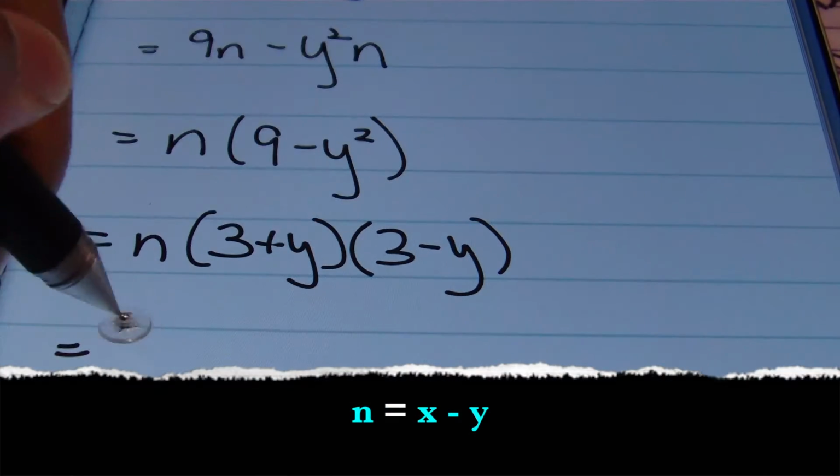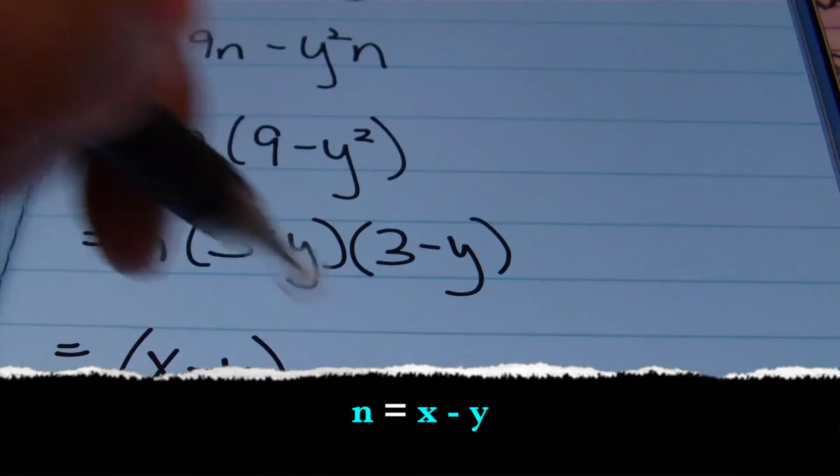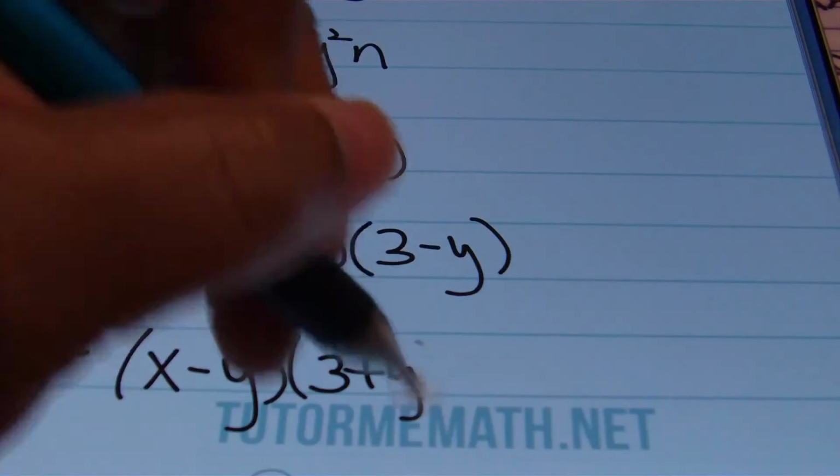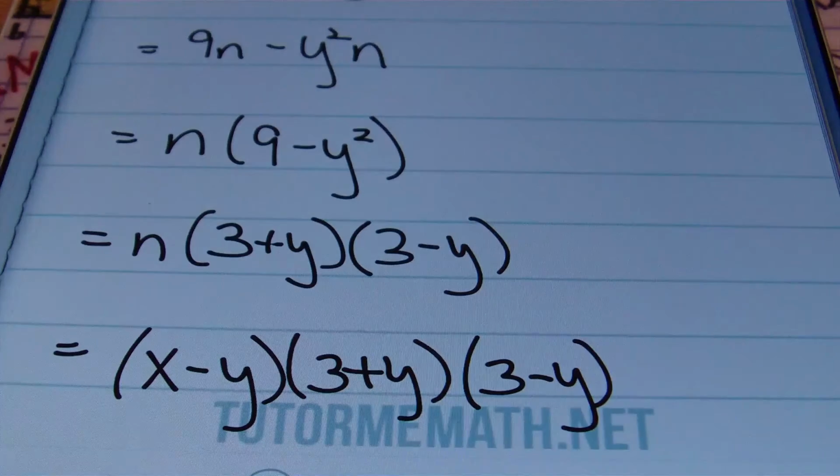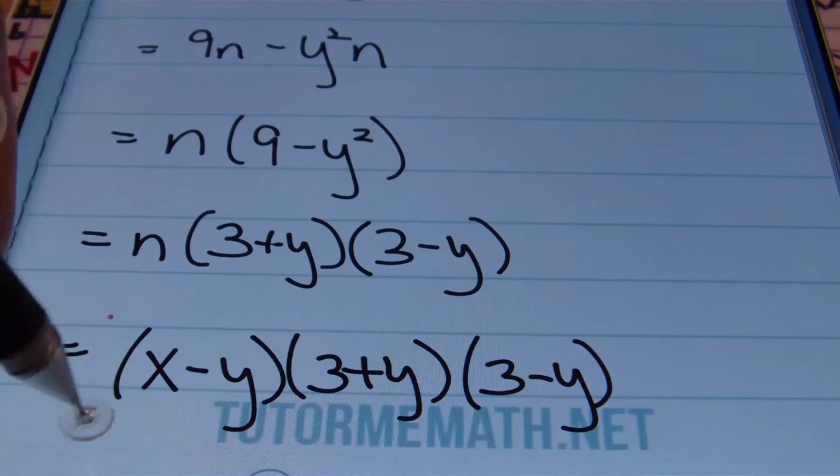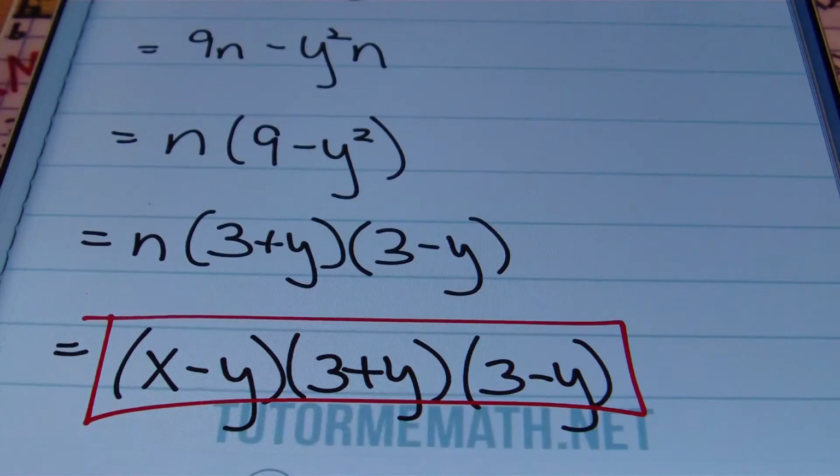So plugging it back in, I'll have the quantity of x minus y times 3 plus y times 3 minus y as my result. And that's the answer for problem number 3. Red boxing it. There it is, ladies and gentlemen. On to problem number 4.